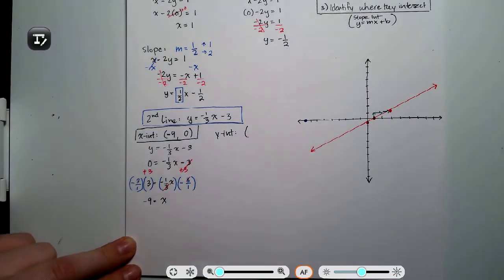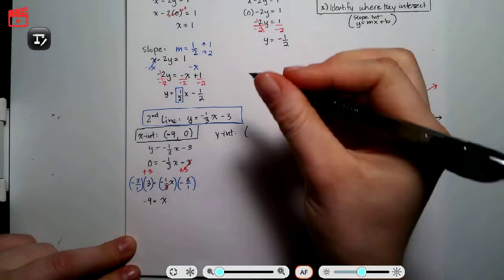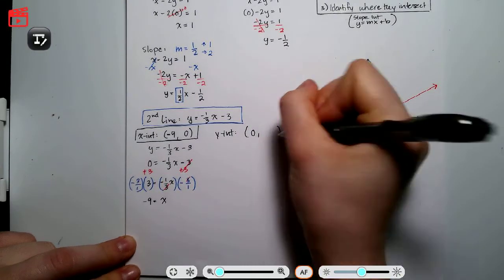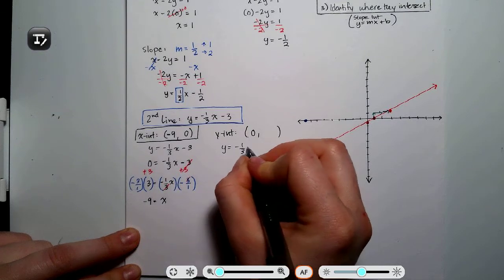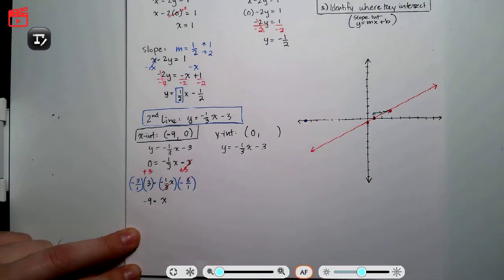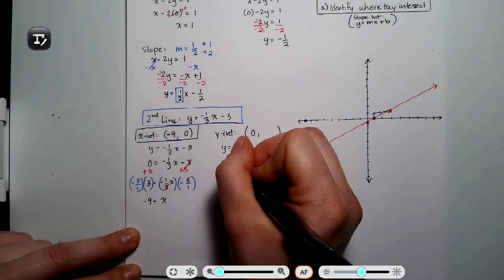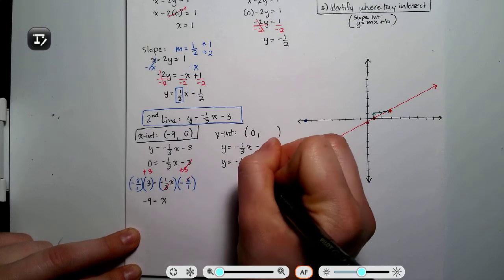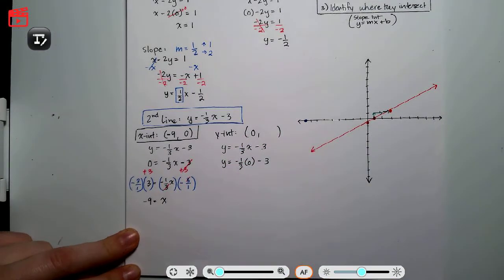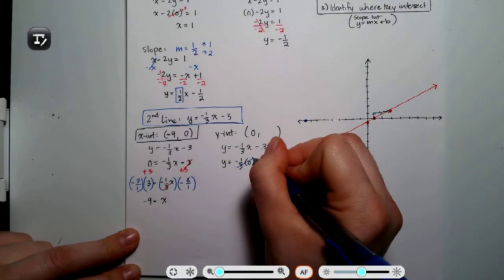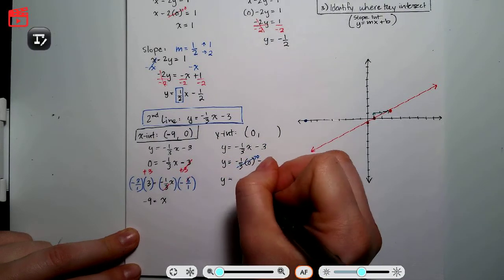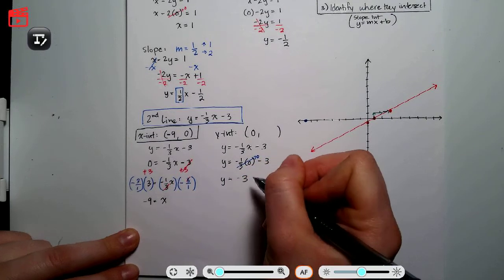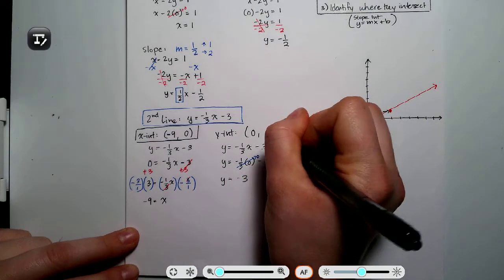So for y-intercepts, we set x to 0. Very good. Using the same equation, setting x to 0, what do we get? So y equals negative 1/3 times x minus 3. That goes to 0. So we have y equals negative 3. So our y-intercept is 0, negative 3.